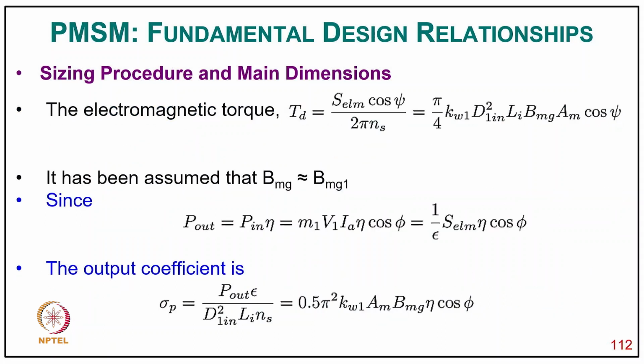So the electromagnetic torque Td equal to S ELM cos psi divided by 2 pi ns, that is equal to pi upon 4 Kw1 D1in square Li BMG Km cos psi. It has been assumed that BMG equal to BMG1, since P out equal to P in into eta, M1 V1 IA eta cos phi, that is 1 upon eta SLN eta cos phi. The output coefficient is sigma P equal to P out eta divided by D1 square Li ns, equal to 0.5 pi square Kw1 AM BMG eta cos phi.